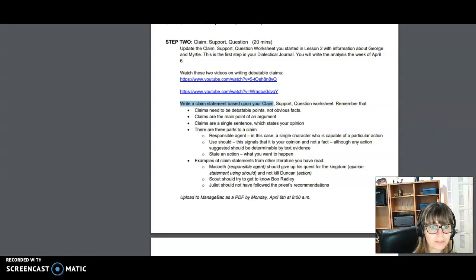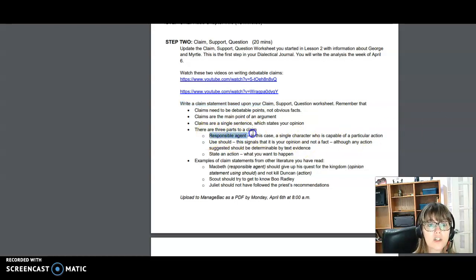So there are 3 parts to a claim, and you may have thought you put your claim on that worksheet or on another document, but you probably didn't. If you received a missing, you probably didn't put it in the right format. And the format should be like this.